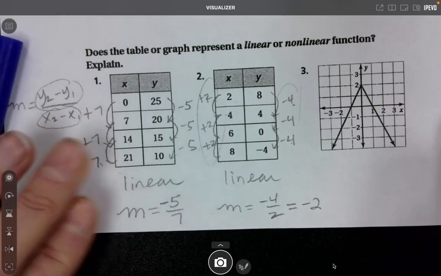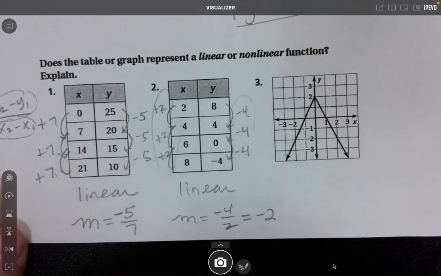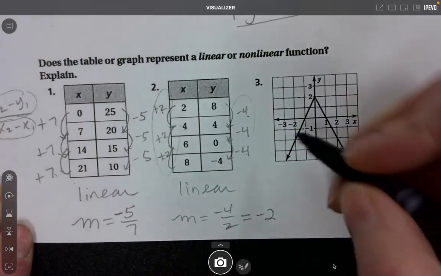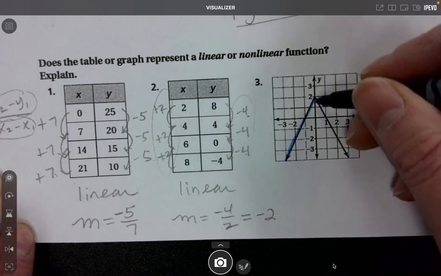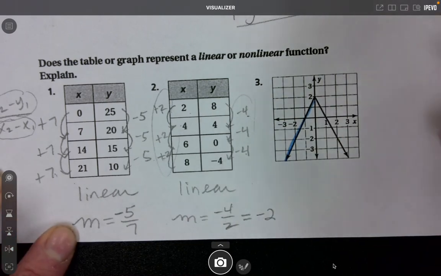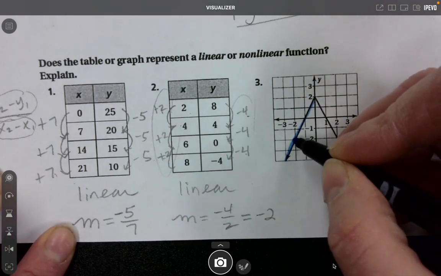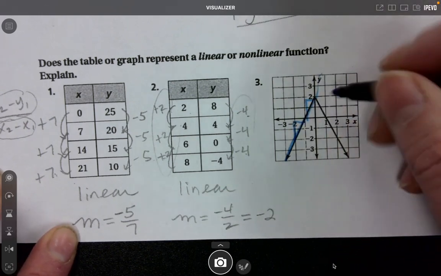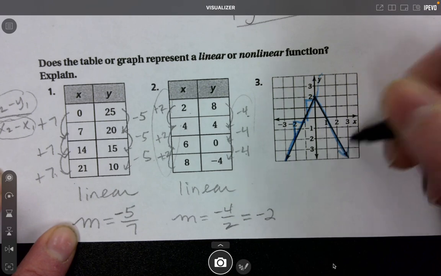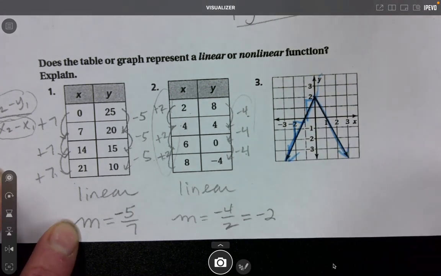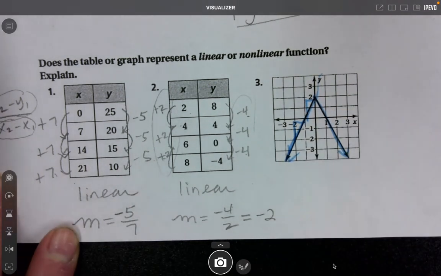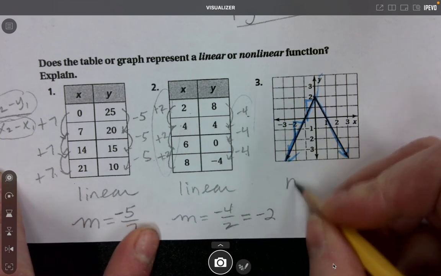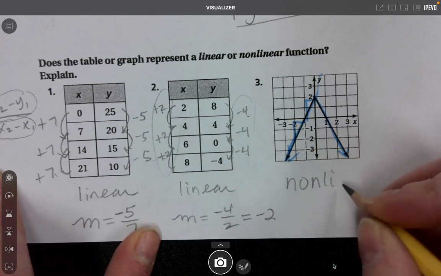So on the last one, it really looks like it could be linear, right? I've got a straight line here, but the problem is it doesn't keep going. I don't have a constant slope. I can see that this slope is up 2 over 1, up 2 over 1, and I don't just keep doing that. This line has a sharp turn, and then it's going in this direction. So really it's more like 2 lines. So we would say non-linear on this last one.